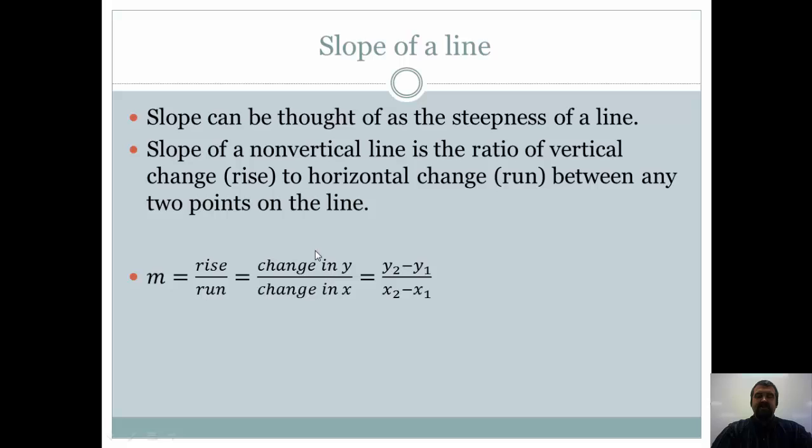It's also thought of as the change in y over the change in x, which we write this way: y2 minus y1 over x2 minus x1. If I'm given a set of coordinates, I plug them into that, and I can tell you the steepness, or the slope, of the line that would run through those 2 points.